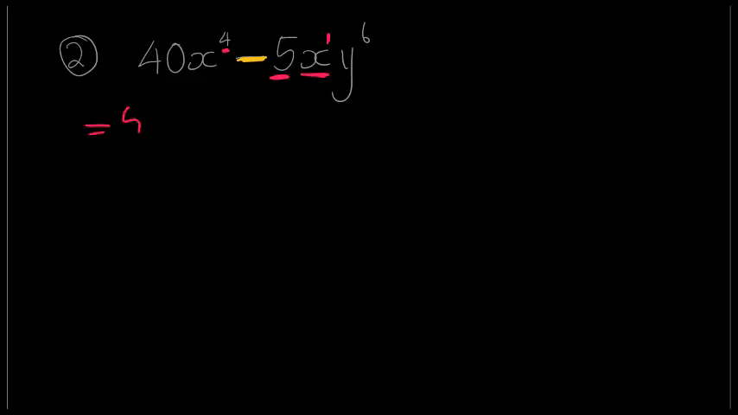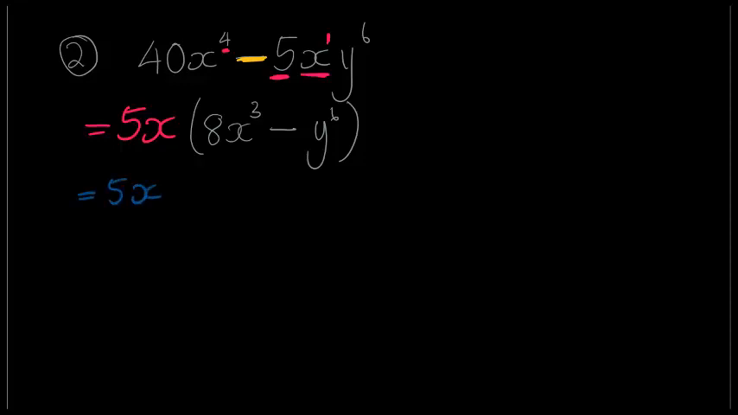So if I take out 5x to the power of 1, what I have left is 5 times 8 gives me 40. X cubed, plus that 1, it makes x to the power of 4. That is a perfect cube. I'm happy with that. Minus, I took out the 5, I took out the x. I have y to the power of 6 left. That's a perfect cube. Yay. Now I can move on. I have 5x. That's going to remain untouched for the rest of its life.